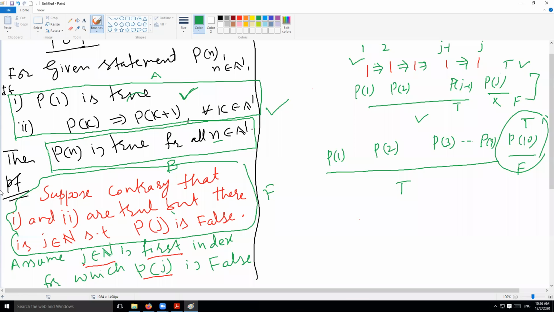Son, this part 2 is true, right? See, we have clearly stated it, read it a little here. Suppose the contrary, it is written in big letters. Suppose the contrary that 1 and 2 are true. Let's assume that these two statements are true. Now hold on to them: P of 1 is true, and we have assumed that every previous step makes the next step true. 1 makes 2 true, 2 makes 3 true. That's what we have assumed actually.